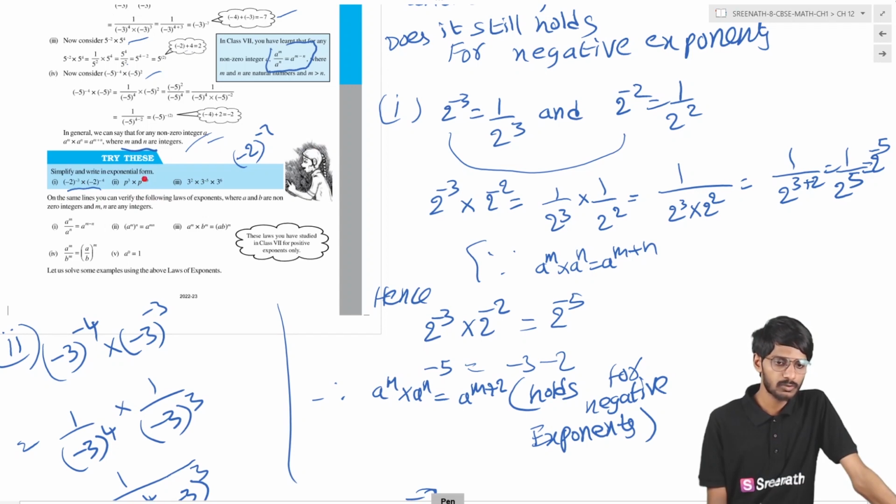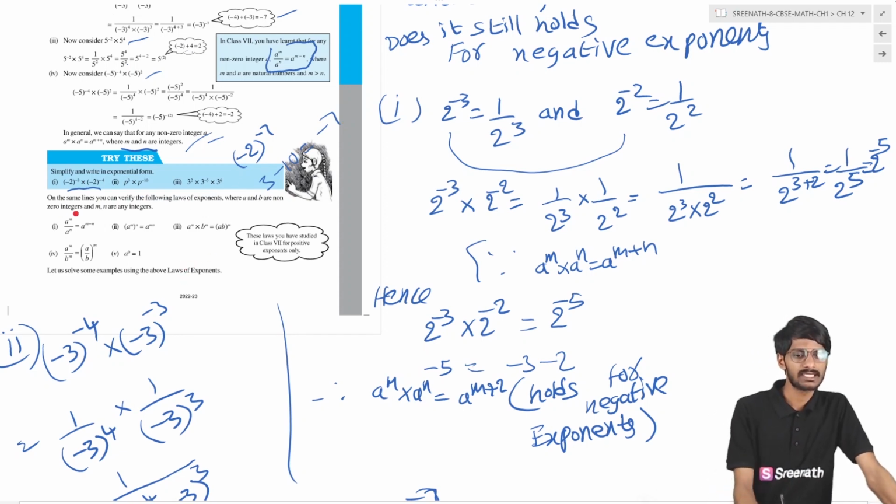Simply in this way you can write this also. There is p power cube into p power minus 10. So that will become p power 3 minus 10. That will become p power minus 7. Why is the answer this? Because 3 minus 10 equal to minus 7. Simply 3 minus 10 equal to minus 7.